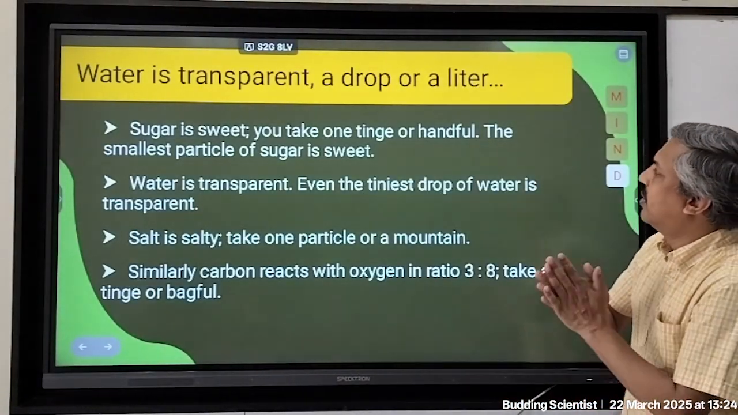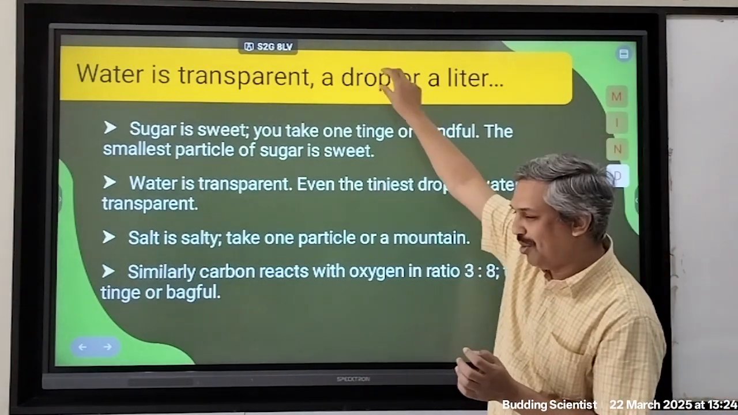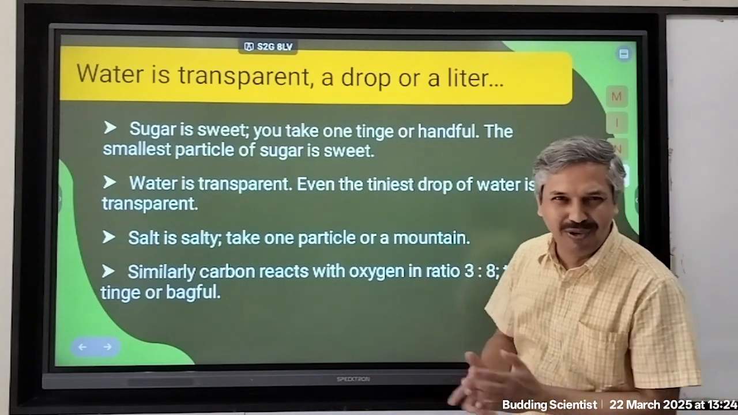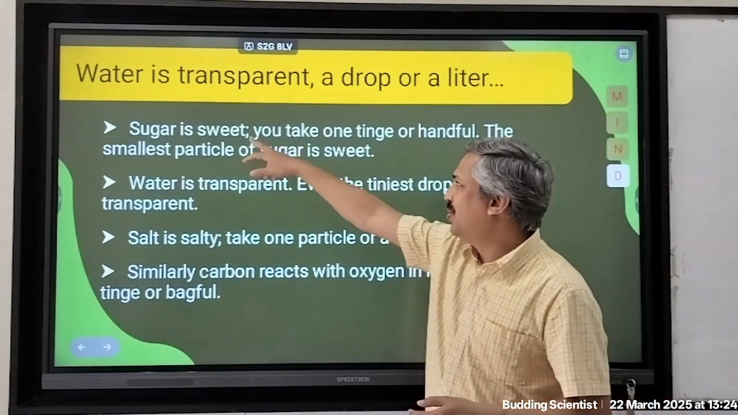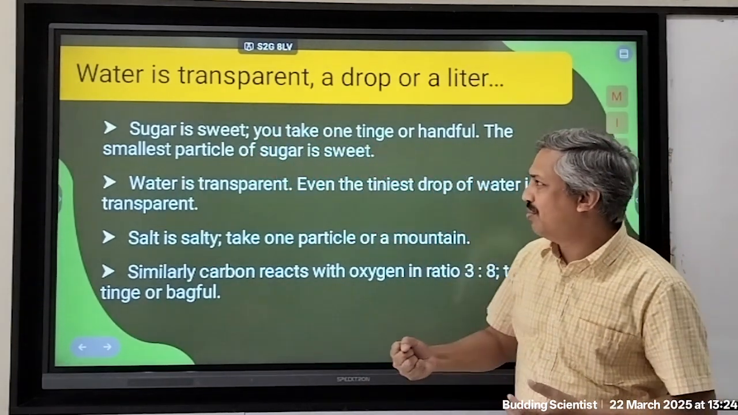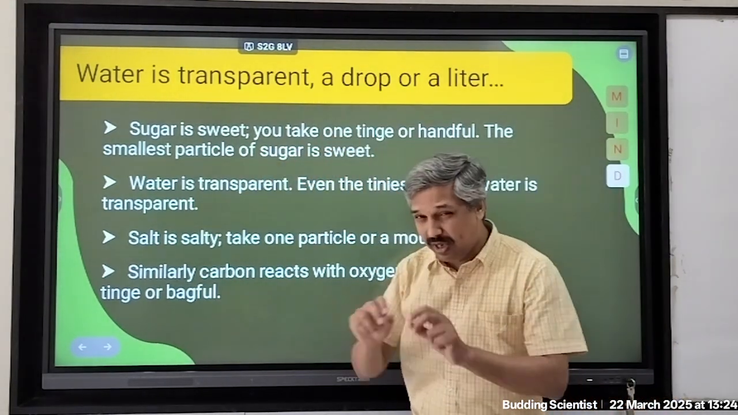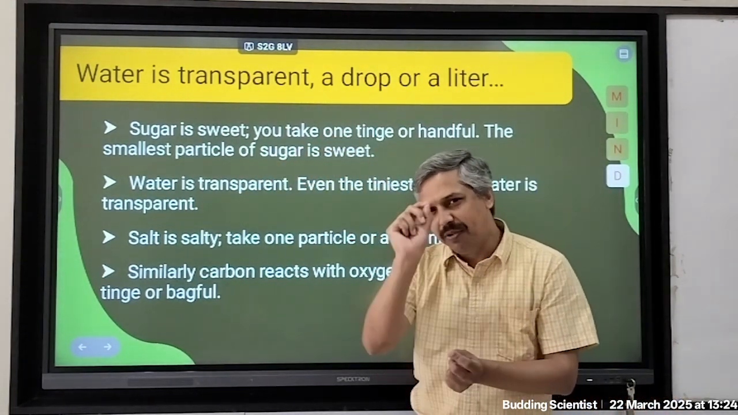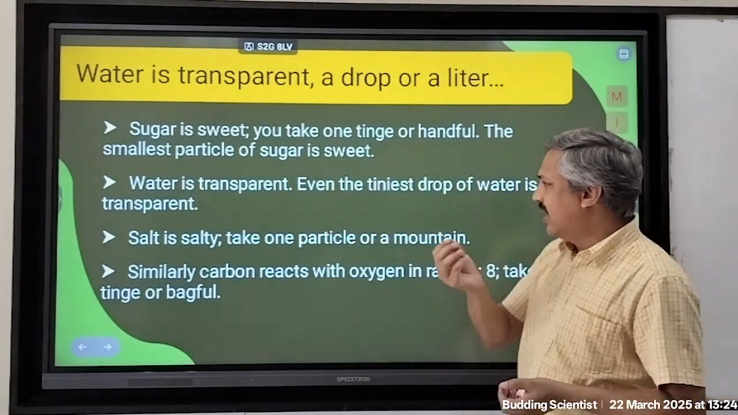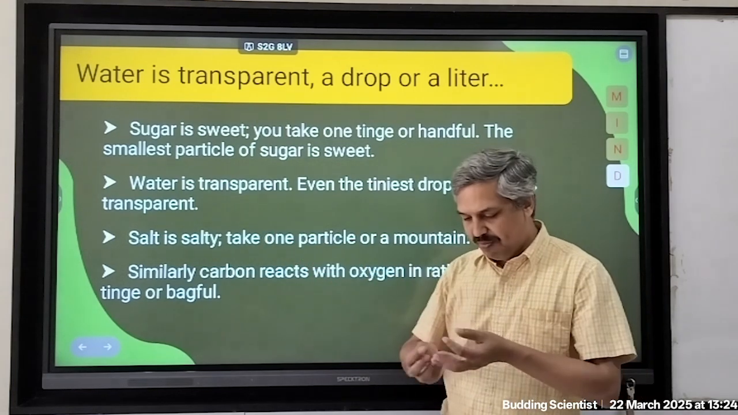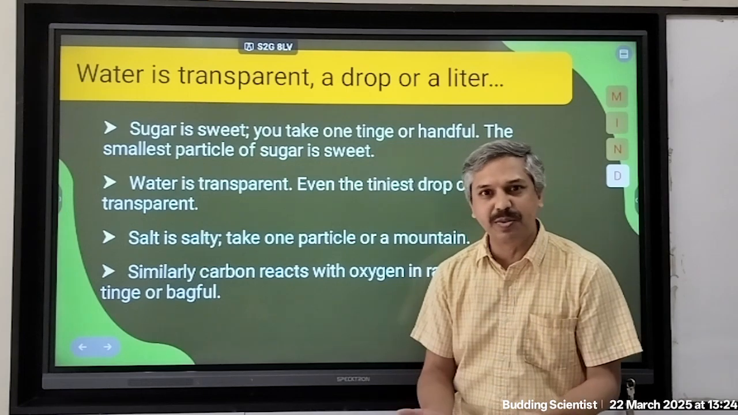Water is transparent. You take a little bit of water, a water drop, or a liter of water or a bucket full of water, water is transparent. Sugar is sweet. You take a tinge or a handful of sugar, it is sweet, because every particle of the sugar is sweet. The smallest particle you can form by breaking the sugar, even that smallest particle will be sweet. Water is transparent because even the tiniest drop will be transparent. So if many drops come together, the collection of those droplets will also be transparent.